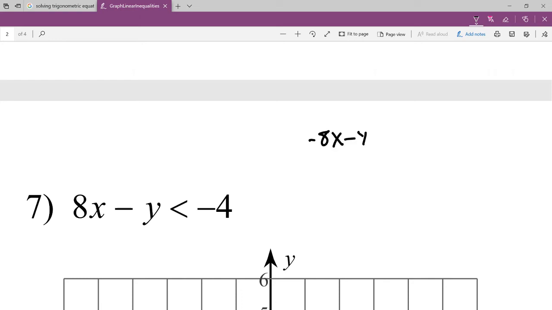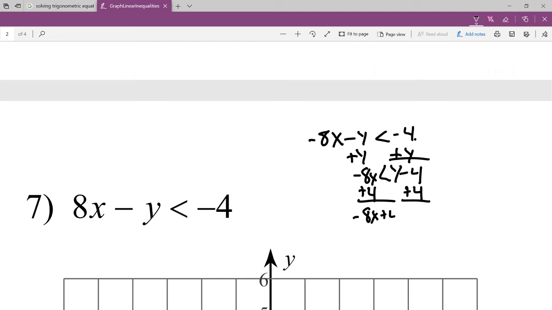So you say -8x minus y is less than -4. If it helps you better, you can go ahead and make the y positive. So you say y minus 4 is less than -8x, and then you go ahead and say plus 4. So -8x plus 4 is less than y. Then you flip it over to make the variable go first. So y is greater than -8x plus 4.